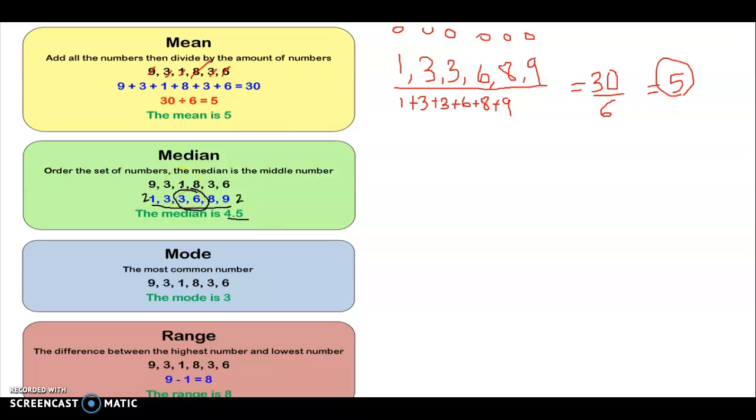But how can we get the average? We add 6 plus 3, which will give you a total of 9. Now we divide 9 divided by 2, like we did before, and it will give us 4 and 5 tenths. If they gave us a set with an odd amount of numbers, the median would be the single middle number, but in this case, it's 4.5.